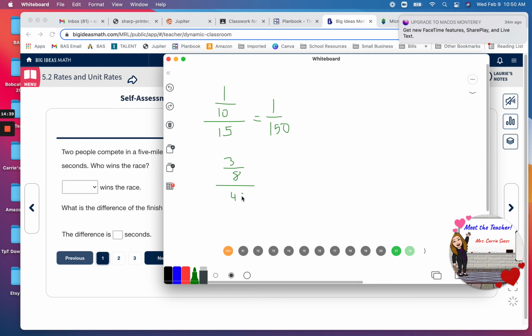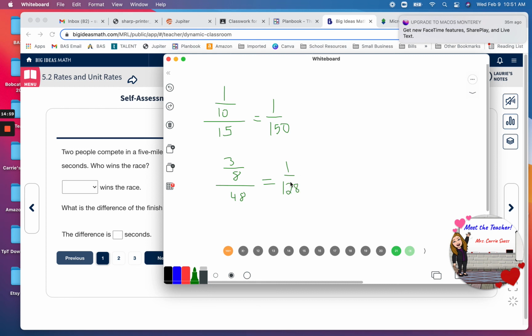And we found the unit rate on that one was what? Try that again. 3/8 divided by 48 is what? 1 over 128. Yep, so somewhere you had something wrong.